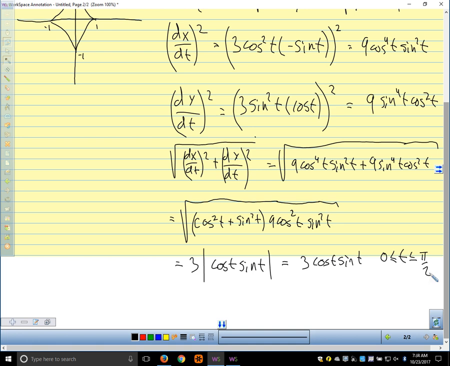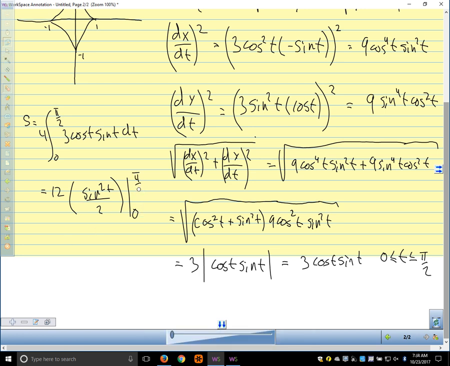All right, so that's not a bad integral. So I'm going to say our arc length s equals the integral from 0 to pi over 2 of 3 cosine t sine t dt. Nice, easy u-sub. You can pick either one of the quantities to be your u. I picked sine. So what do we get? Oh, I need a 4 here. So I get a 12 sine squared t over 2 on 0 to pi over 2.